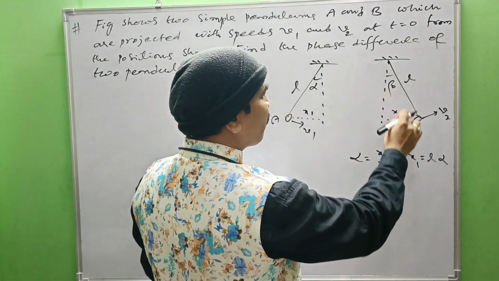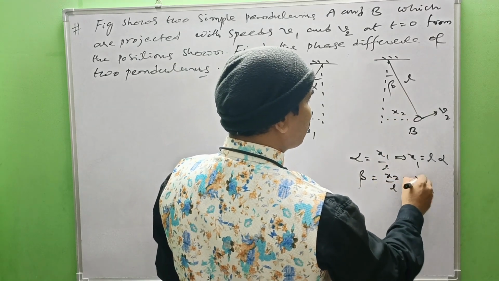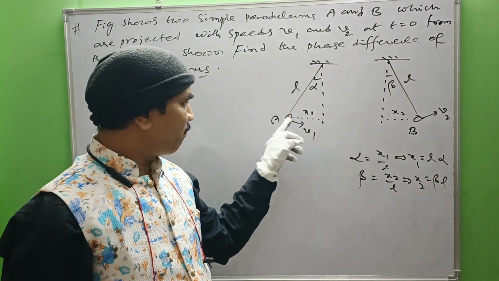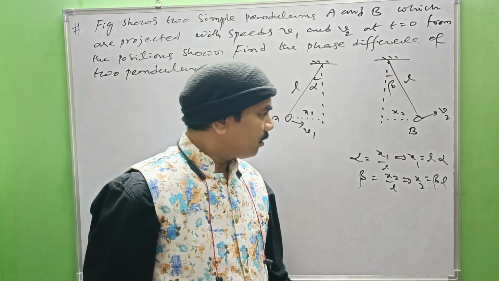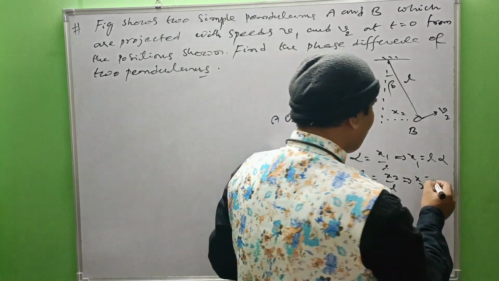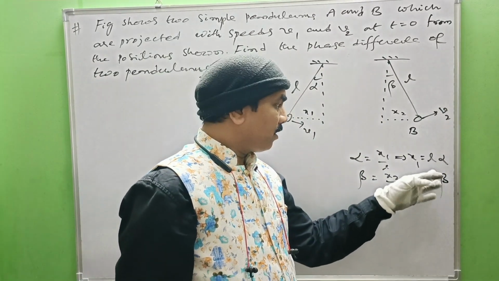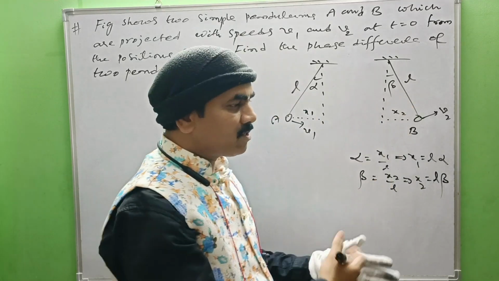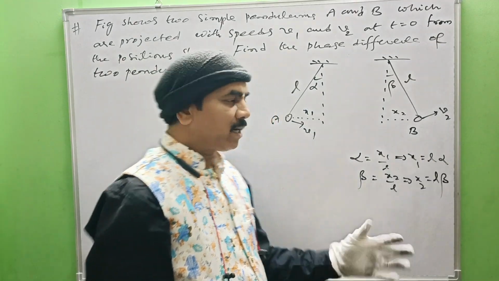Similarly, beta equal to x2 by L implies x2 equal to beta L. So x1, the displacement of pendulum A, equals L alpha, and the displacement of pendulum B equals L beta. If I take the oscillations of both pendulums on the same circle, these two terms become the respective projections like that.